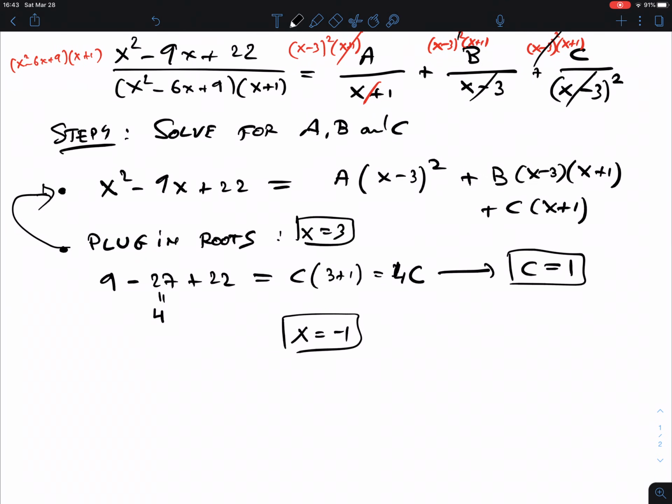X is negative 1. We plug it in again, same thing here. We plug it in this equation. We get minus 1 squared, that is 1. Minus 9 times minus 1, that is plus 9. Plus 22 equals. What is now cancelling?